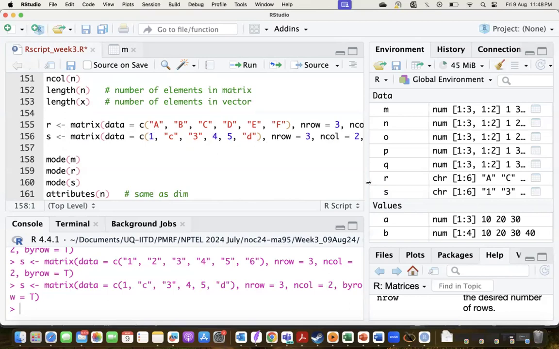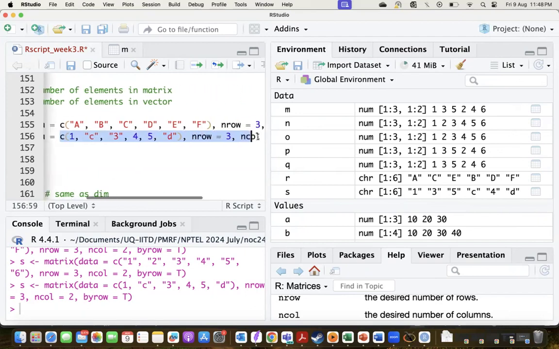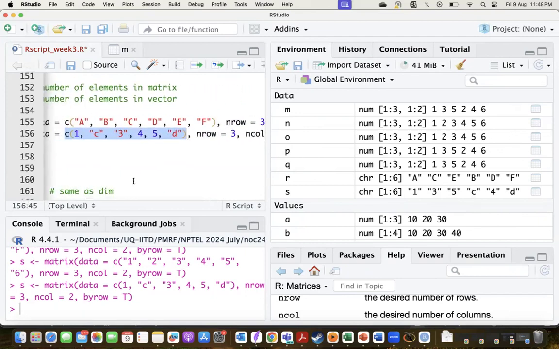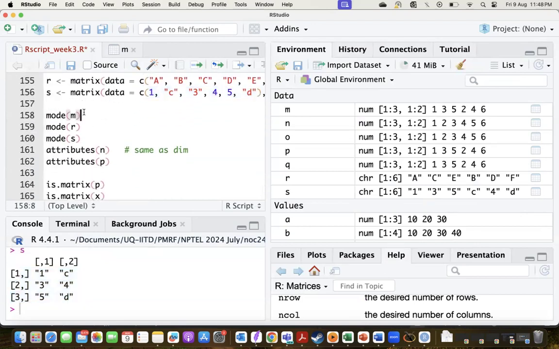So if I run this, you can see that everything is taken as in double quotes, right? Because a mixed vector does not make sense. We saw this last time also. If you have a combination vector, then everything gets converted into character. All right. And that's what happens in your matrix as well. So everything is in double quotes. All the elements are characters. All right. So mode, we saw for vectors also, mode is basically what type of data is stored. So in M we had numbers, in R we have characters, in S also we have characters.